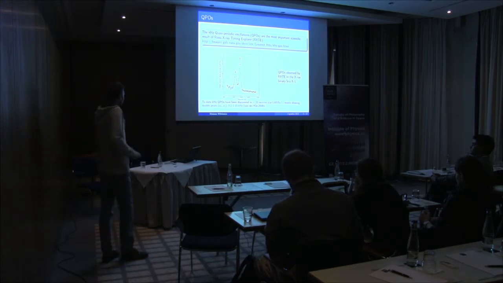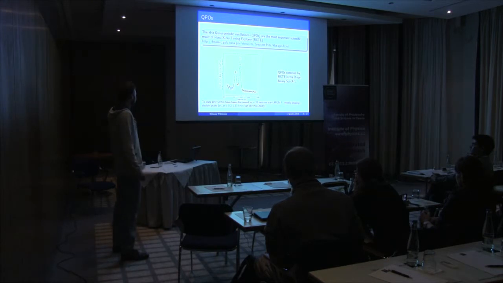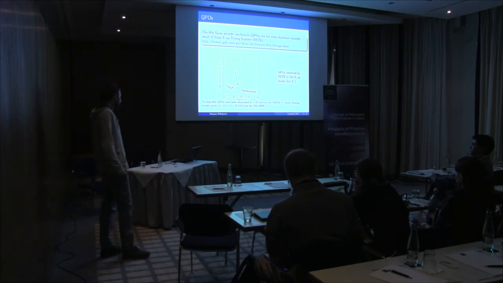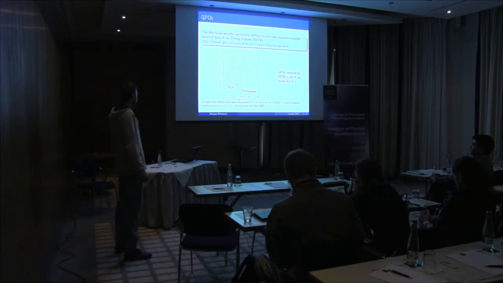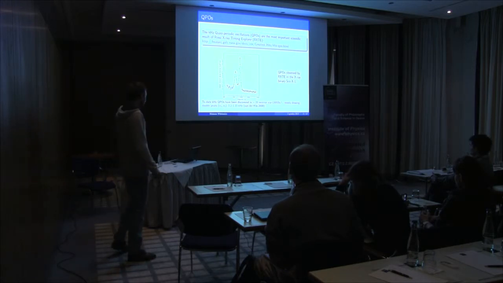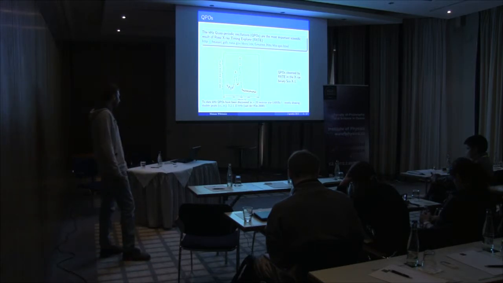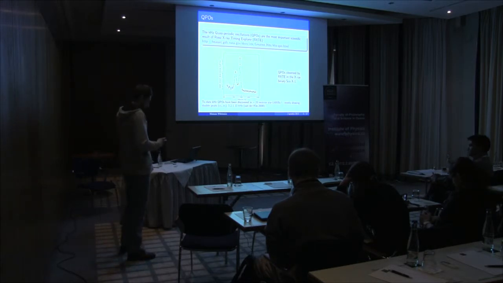QPO. To date, kilohertz QPOs have been discovered in about 20 neutron star low mass X-ray binaries, mostly showing double peaks in the range of 200 Hz to 1.3 kHz. And there are also systems showing 3 or more peaks of QPOs.